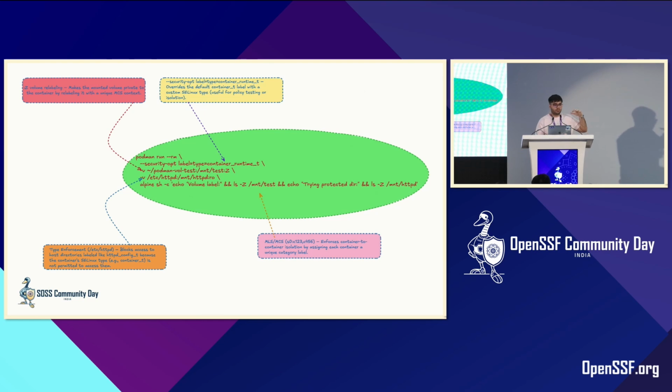So if you have different labels on different things, and if the labels do not communicate with each other, meaning that they don't allow each other to access each other's resources, then they are denied by default.